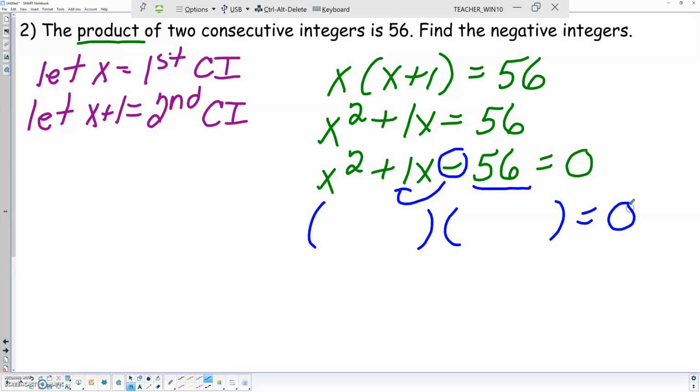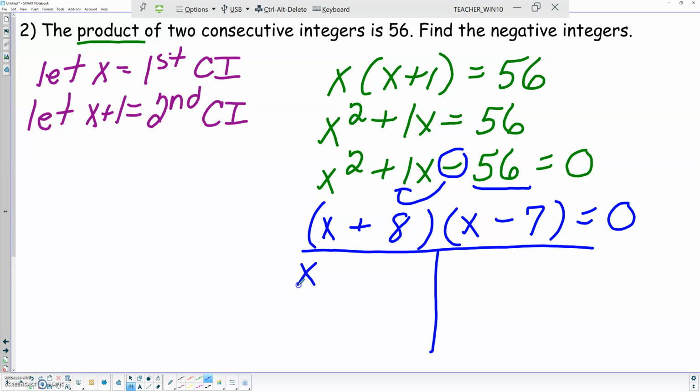Okay, so we're going from a trinomial to two binomials. So numbers that multiply to 56 and subtract to 1 are going to be 8 and 7. So the signs in my parentheses are different. And since the numbers have to combine to positive 1, positive 8 and negative 7 combines to positive 1. So then we're going to set each factor equal to 0. All right, so this is where we make our t-chart.